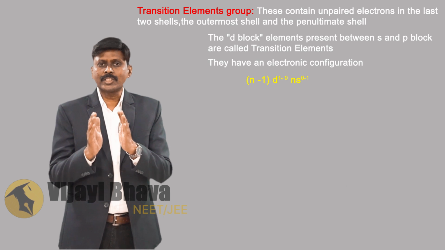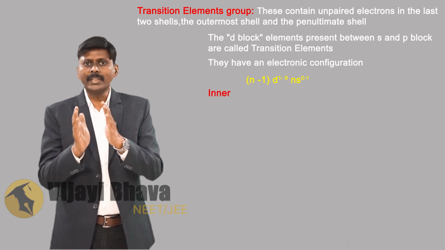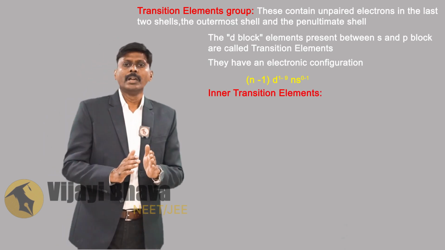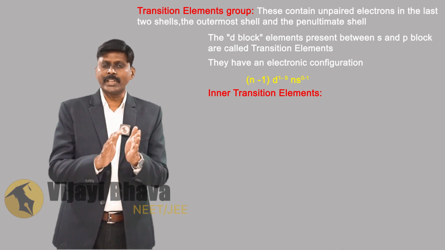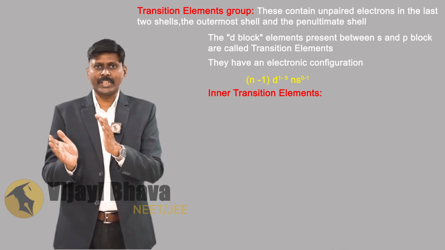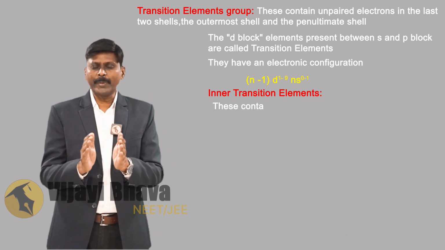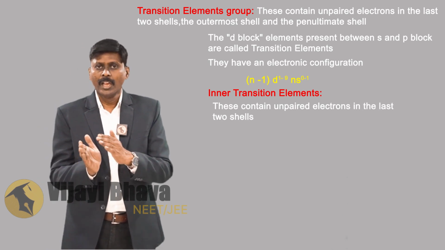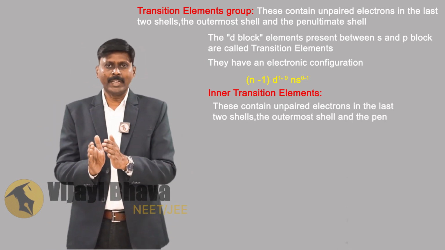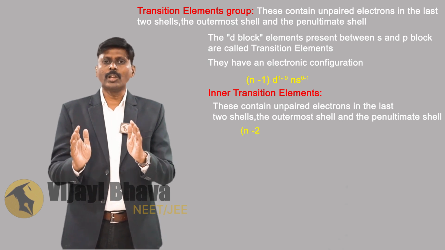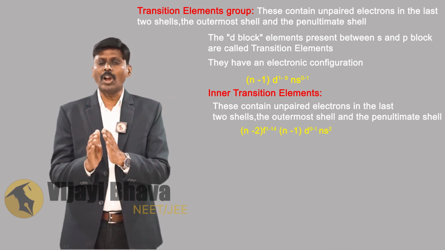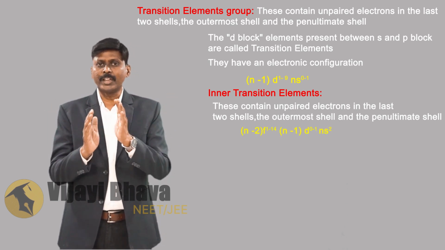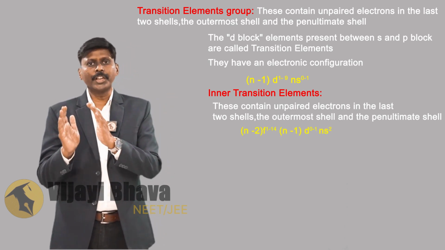Now, the last group in this series, inner transition elements group. f block elements are generally referred to as inner transition elements group. These group of elements also contain unpaired electrons in the last 2 shells, the outermost shell and the penultimate shell. This was all about the classification of elements into different groups based on electronic configuration.